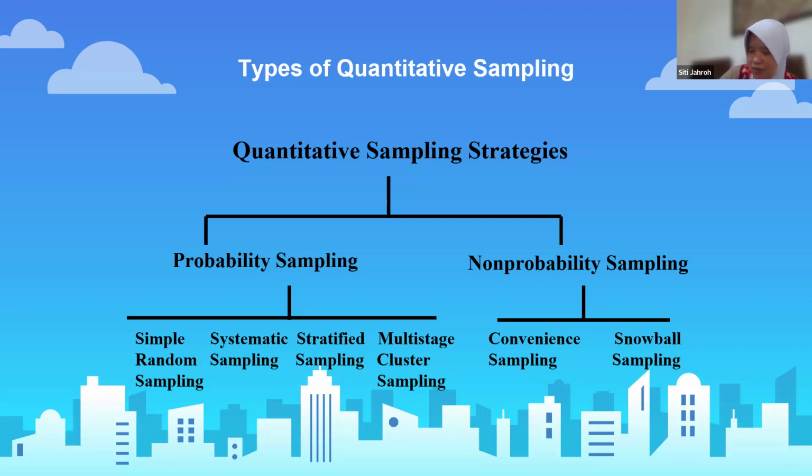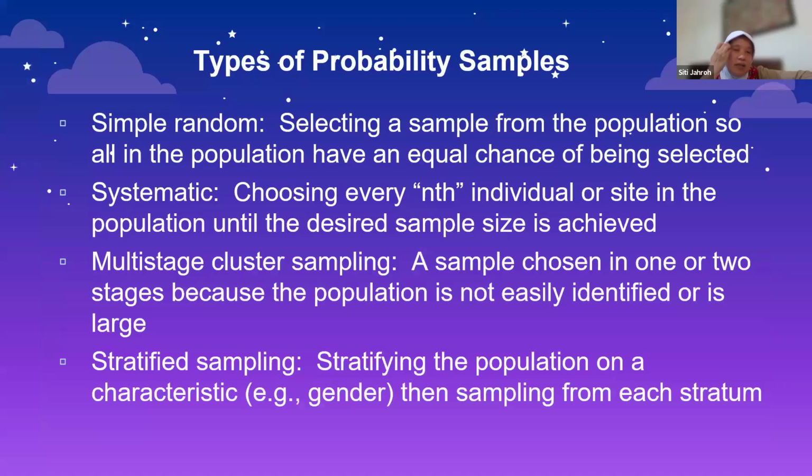Trifiko, are you there? Yes, Miss. Which one would you like to explain? The multi-stage cluster sampling, Miss. It is done in several stages, starting from the large groups, then selecting smaller groups step by step, from the bigger to the smaller. Okay, thank you. Then let's see together what the types of probability sampling are: simple random sampling.